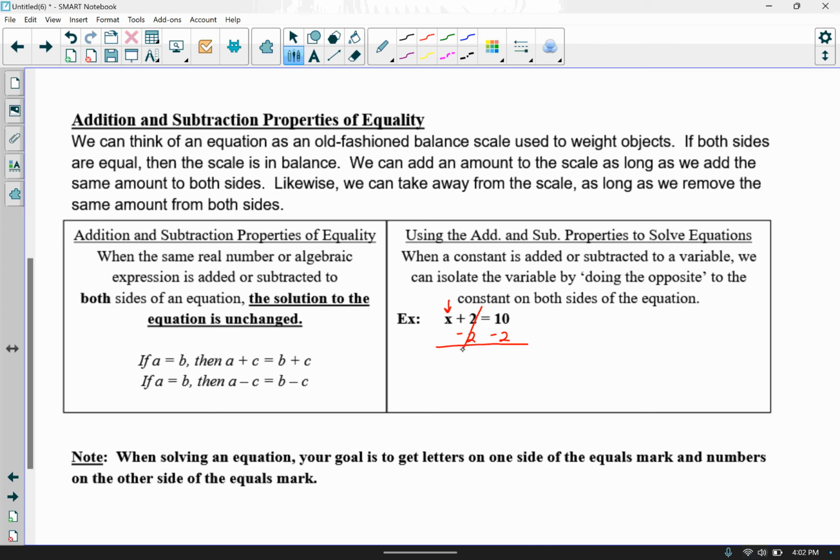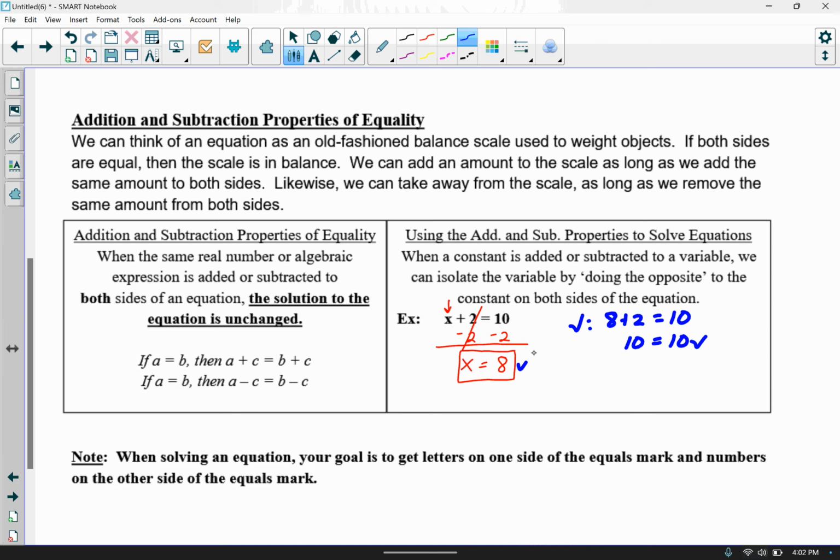Positive 2 and negative 2 cancel out, which just leaves me with x on this side. 10 minus 2, of course, gives me 8. That would be my solution. And I will show the check on this. Okay, so that means go back to my original equation. Everywhere I see an x, I'm going to plug in 8. So 8 plus 2, trying to make sure that equals 10. And sure enough, 10 equals 10. So x equals 8 is your solution there. Okay.